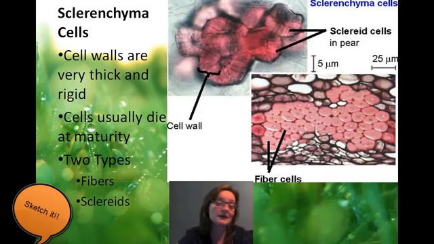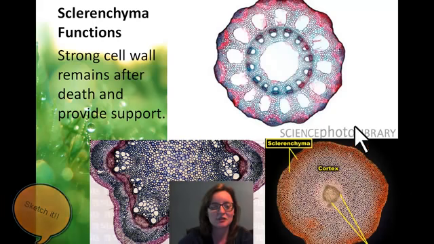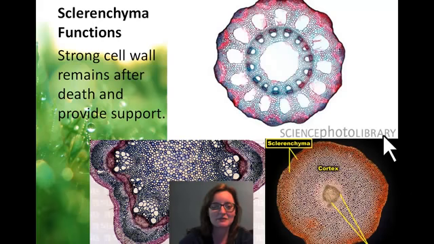And remember, cell walls of plants are made of cellulose. That's the stuff that we can't digest, which turns into great fiber for humans. However, it helps provide support for our plants so that they can stand up on their own. Okay, so let's look at some parts of sclerenchyma. Again, they are the strong cell wall remains after even death to provide support.